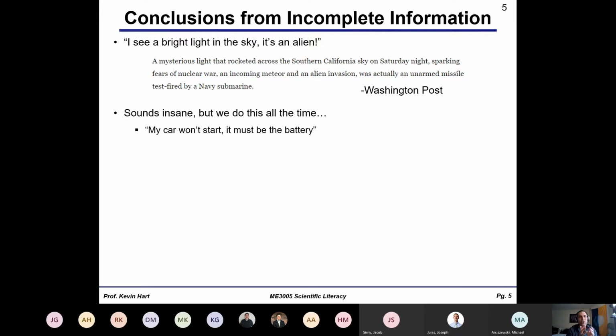Okay, you don't know that. All you know is that you tried to start the car. This is an experiment that you did. You turned the key, and the result was your car didn't start. When you say the battery must be dead, you've jumped to a conclusion with incomplete information. All you know is the car didn't start. All right. You have to do further experimentation to determine that the battery is dead.